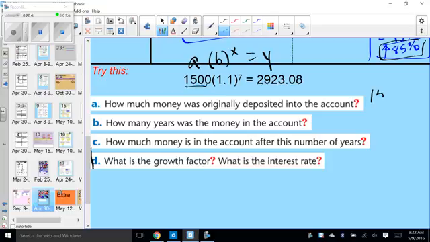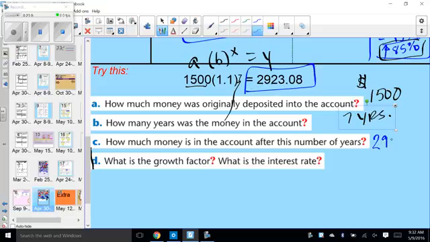You should have said $1,500 was the original amount in the deposit. $1,500. How many years was the money in the account? You should have said 7 years. How much money is in the account after this time? There's my output, $2,923.08. What is the growth factor? The growth factor is my B value, 1.1.